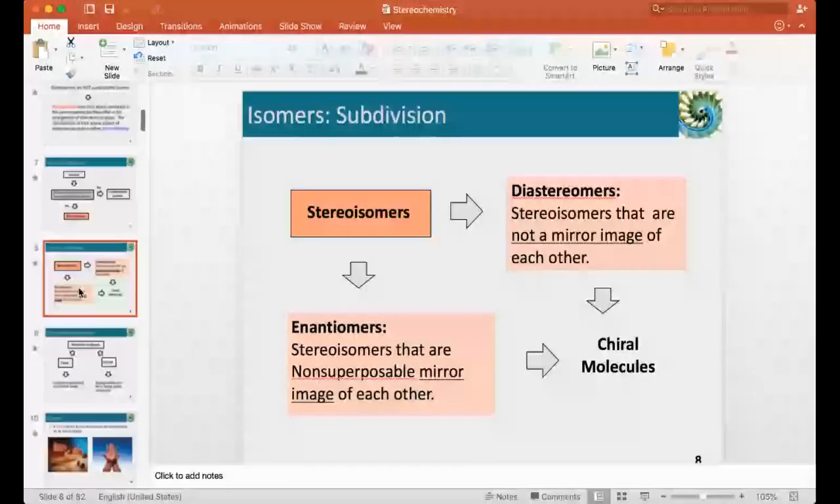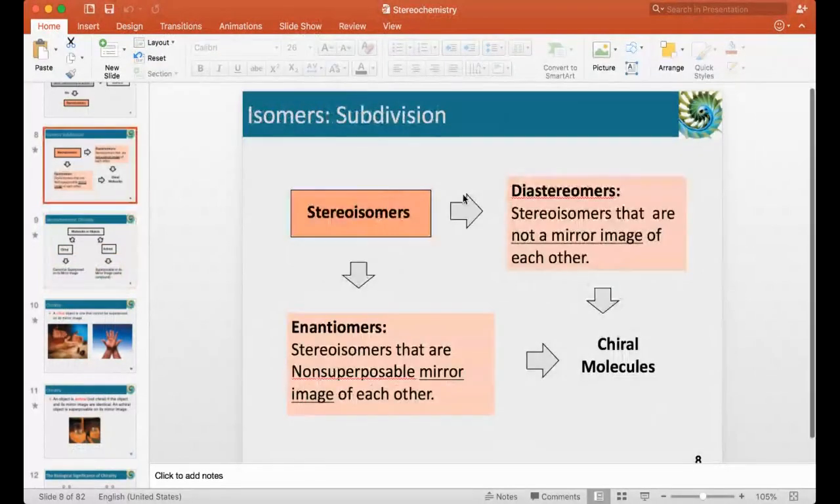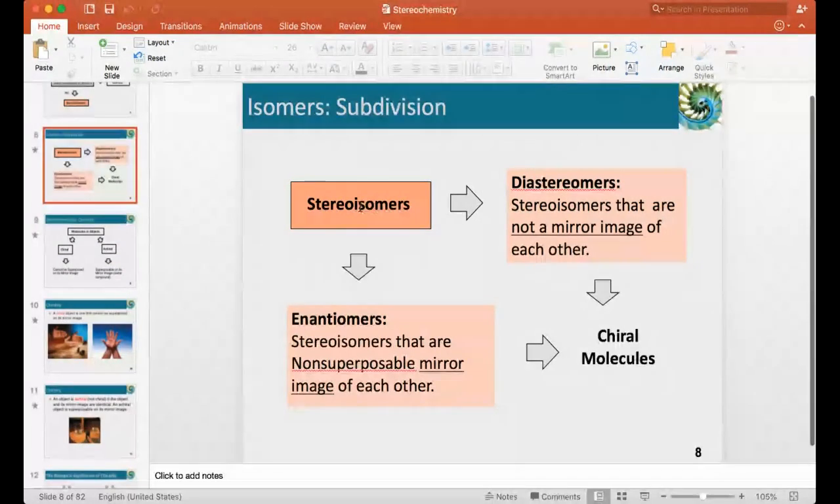Okay, so here is a summary once again. Stereoisomers can be enantiomers or diastereomers. So remember once again, diastereomers are not a mirror image of one another. Enantiomers are non-superposable mirror images of one another. So what do they have in common? Is there any other way for you to identify if a molecule has an enantiomer or a diastereomer?